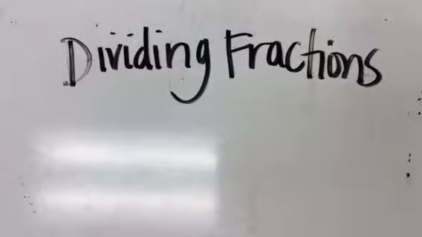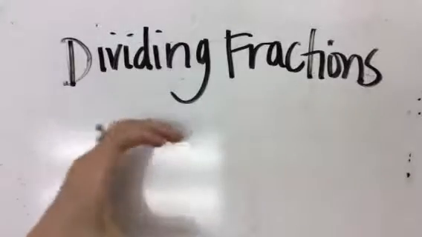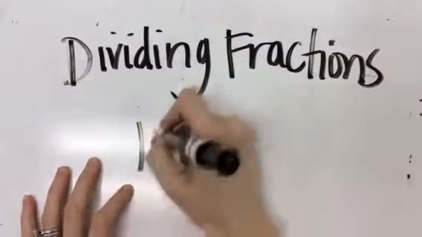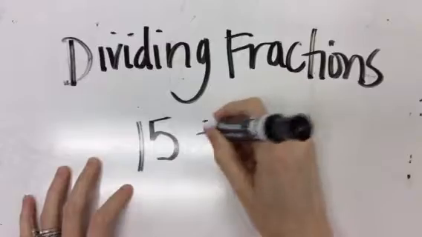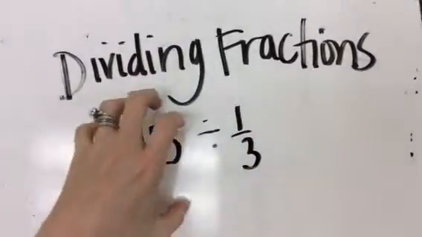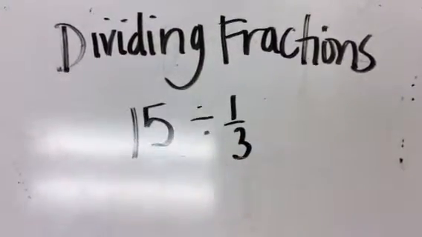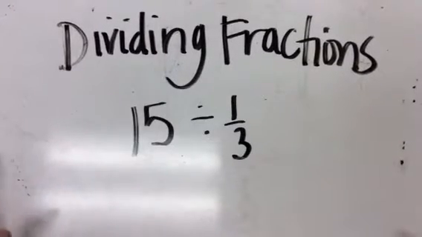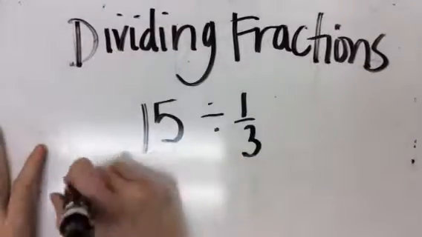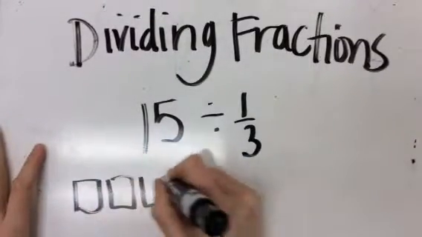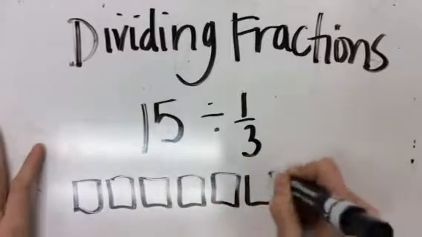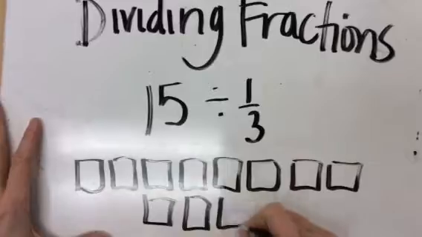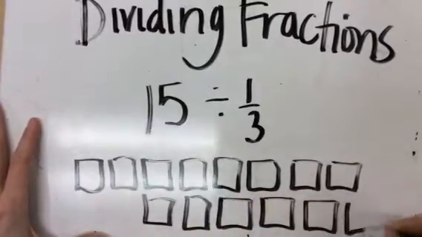So let's talk about dividing fractions. If you have a whole number, and we're dividing fractions, let's take 15 divided by 1/3. So I'm taking a whole number and I'm dividing it up. What we're looking for in this situation is if you have 15 of something, ooh, should have picked a smaller number.